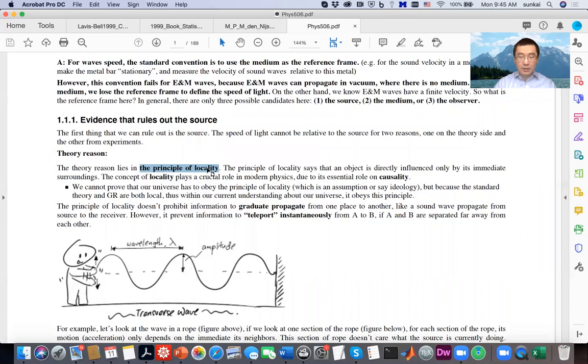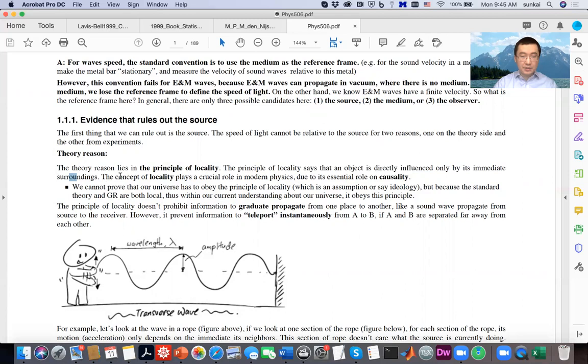So I want to highlight this principle because we are going to come back and utilize it several more times in this semester. It's a very important principle. The principle of locality tells us that the motion of an object can only be directly influenced by its immediate surroundings, by its neighbors, and it cannot be influenced by something really far away. Let me explain this a little bit.